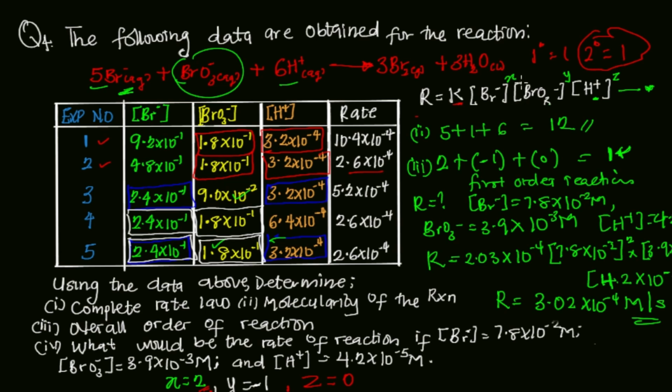So that's what I want you guys to understand. The order of reaction with respect to bromine is 2. With respect to bromate ion, it's -1, and with respect to hydrogen ion, it's 0. So the overall order determines the order of the reaction between all these 3 reactants.